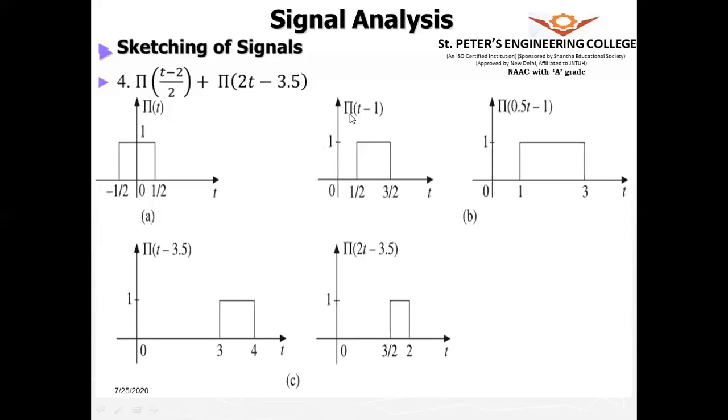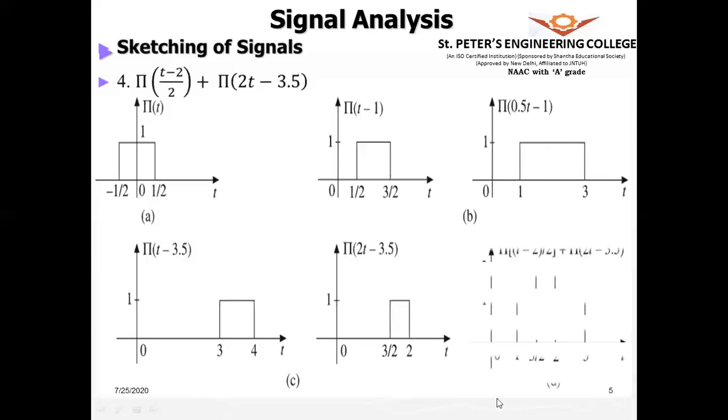Now we have got pi of 0.5t minus 1 and pi of 2t minus 3.5. So these are the two signals, and we have to perform the addition of these two signals. So you can see that this signal pi of 0.5t minus 1 exists from 1 to 3, whereas pi of 2t minus 3.5 exists from 1.5 to 2. So when you add these two, between these two time units, that is 1.5 to 2, these two amplitudes will get added up. So 1 plus 1 will be 2.